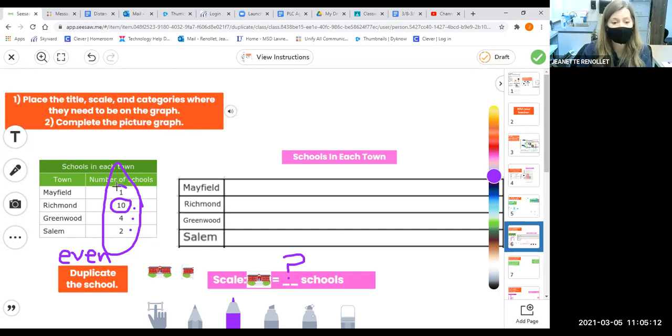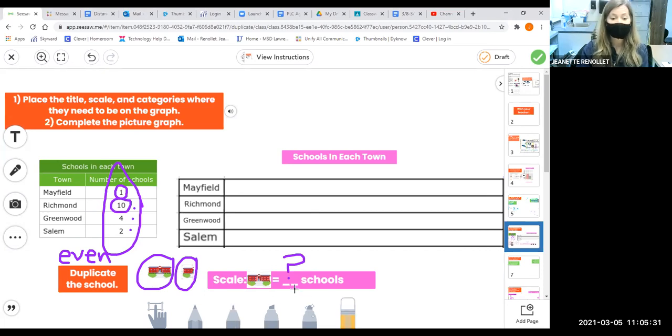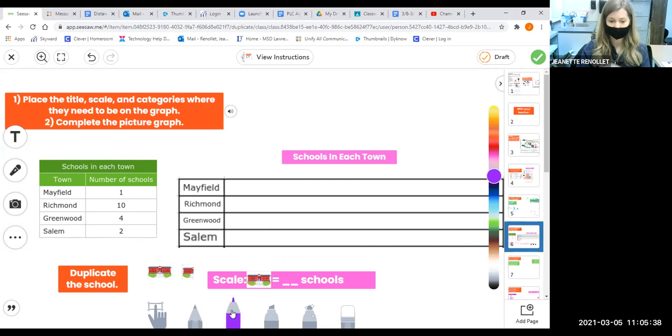I also notice that we have a 1, which means we need to show a half. Ms. Sharp has already set up, you have a half of a school and a whole school. I think a scale that makes sense is counting by 2s, and then our half picture can be 1. I'm going to get my scale recorded. You should do the same on your Seesaw page. A whole school is equal to 2 schools.